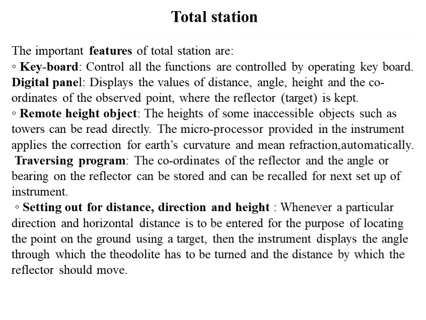So in this slide we are going to see the important features of total station. First is keyboard. Keyboard controls all the functions operated by keyboard. Then digital display displays the values of distance, angle, height and coordinates of the observed point where the reflector is kept. Then remote height object. The height of some inaccessible objects such as towers can be read directly.